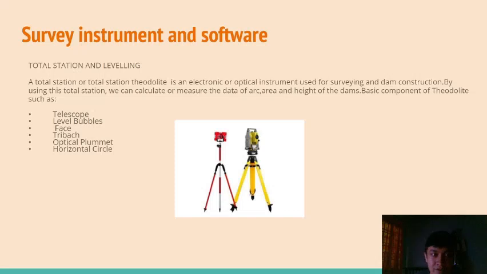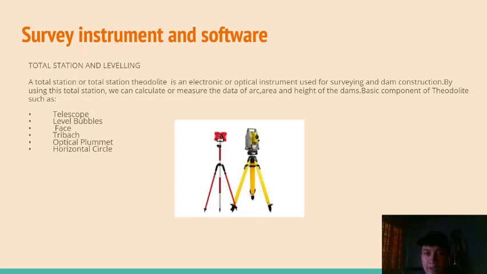So in this project 2, I will talk about the survey instruments and software that we use in this project. We use a total station and leveling. A total station, or total station theodolite, is an electronic or optical instrument used for surveying and dam construction. By using this total station, we can measure the data of arc, area and height of the dam.